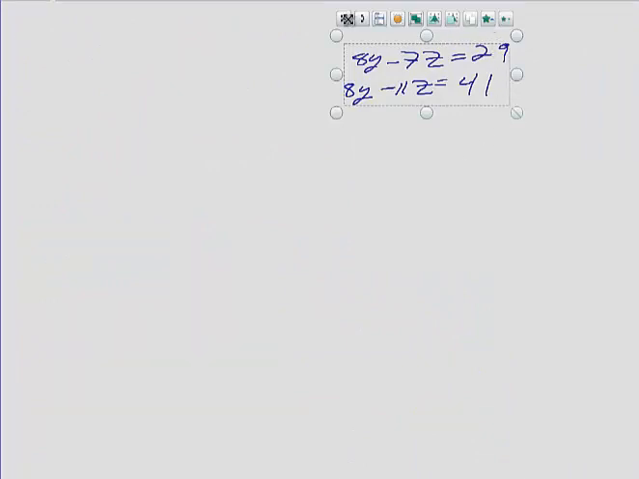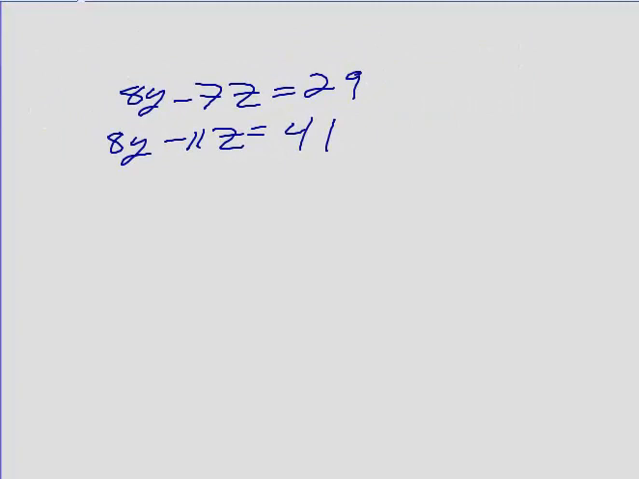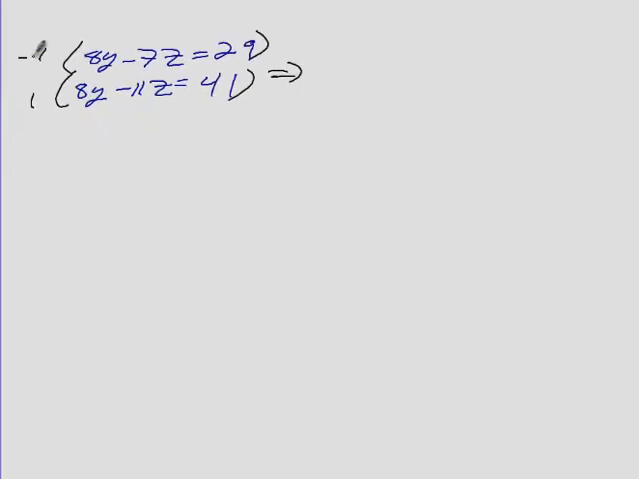So if I gave this to you and said solve this system using elimination, what variable am I going to get rid of first, y or z? Y. Okay. So what is the least common multiple between 8 and 8? 8. So what am I going to multiply by here? Here. And one of these needs to be negative. So you get negative 8y plus 7z equals negative 29 on top, and 8y minus 11z equals 41 on bottom.